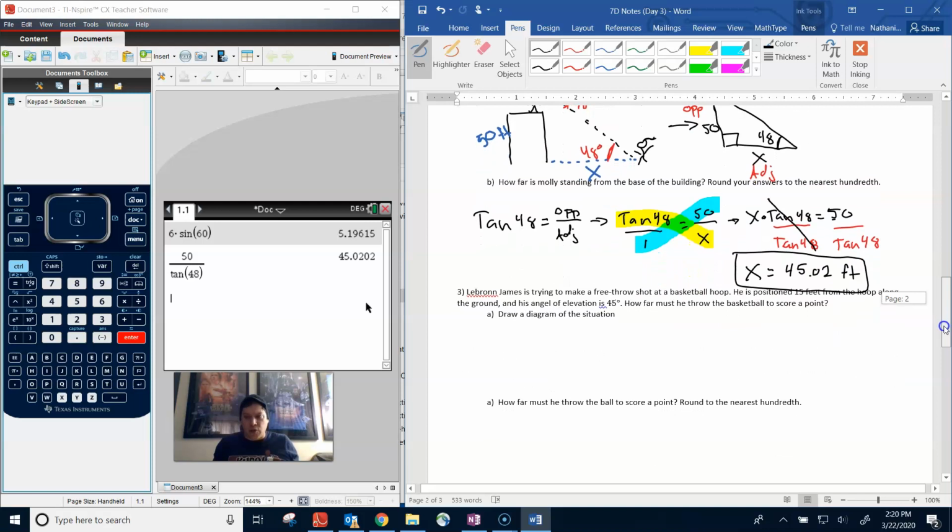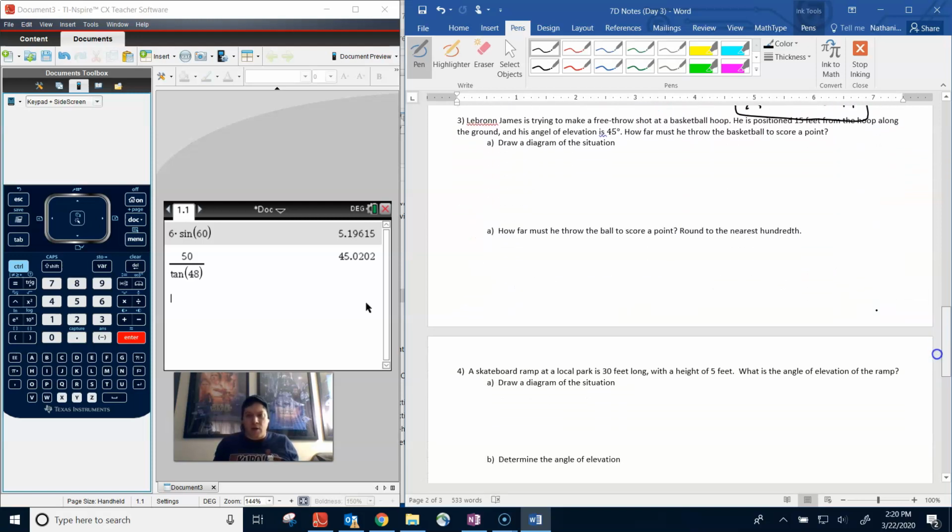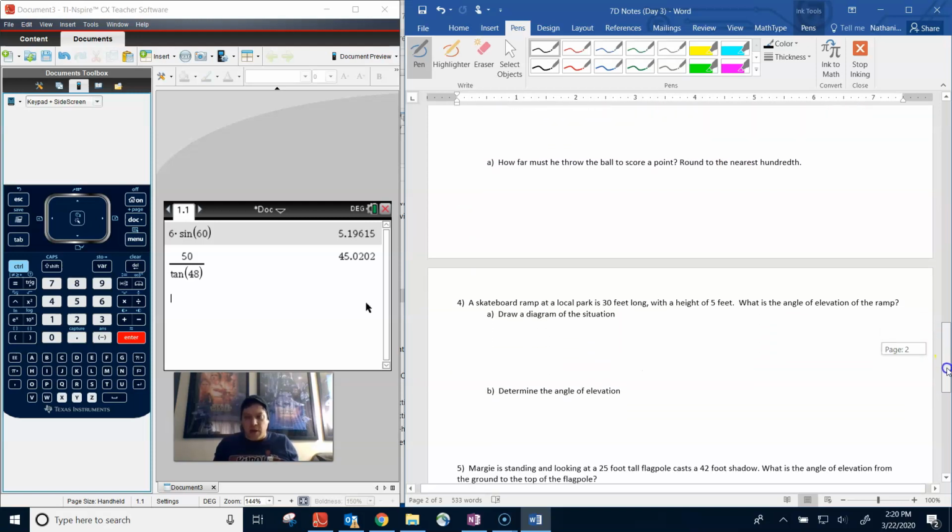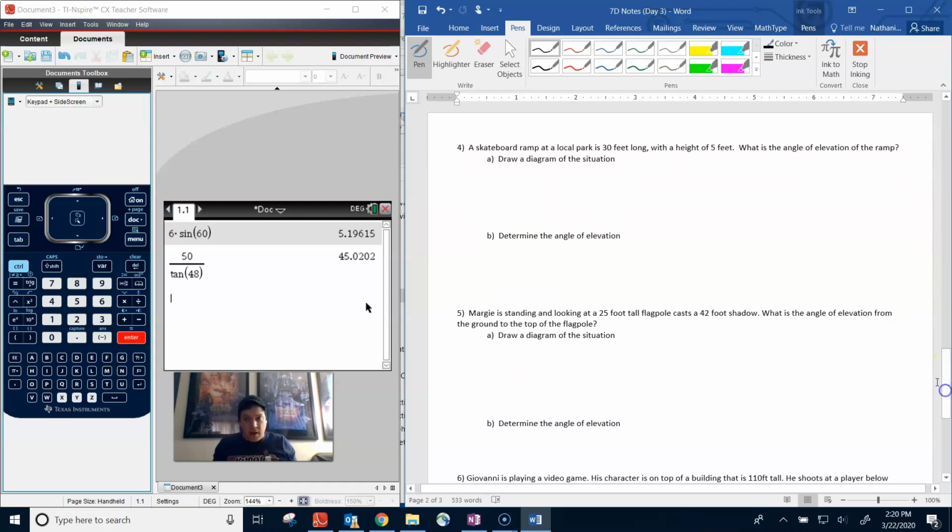Last thing I wanted to show you guys, and I want you guys to finish any of these problems I haven't completed, is this one about a skateboard. This one's going to be a missing angle problem. A skateboard ramp at a local park is 30 feet long. When we talk about the ramp, we're talking about the long part here. The long part of the ramp is about 30 feet long, with a height of about 5 feet. We know height goes up and down, so this is about 5 feet. I know it's not drawn to scale. It's a long ramp. What is the angle of elevation of the ramp?